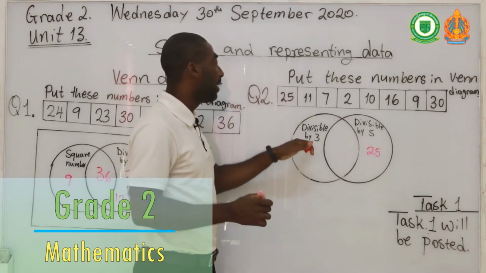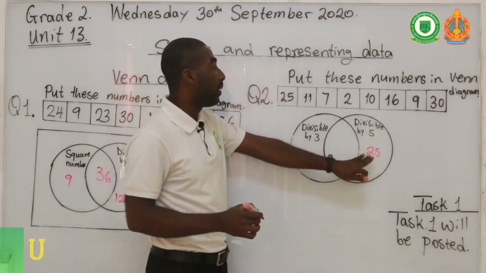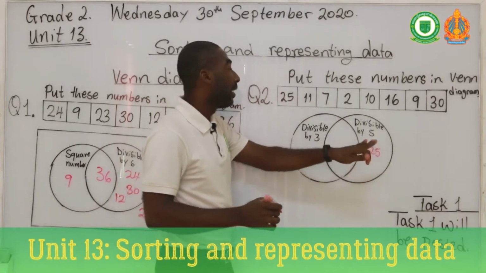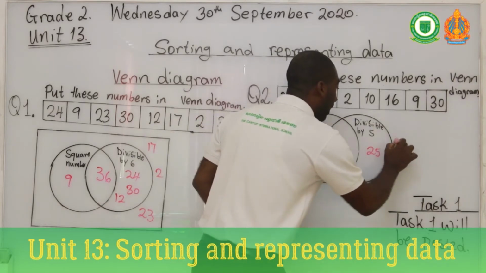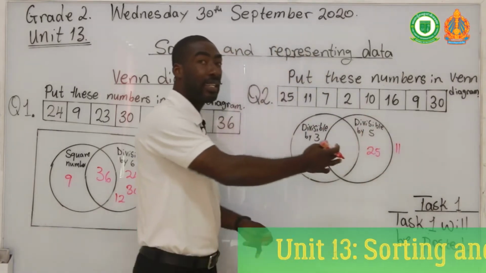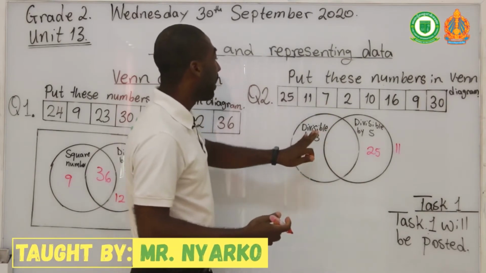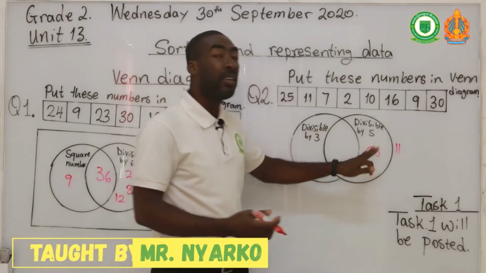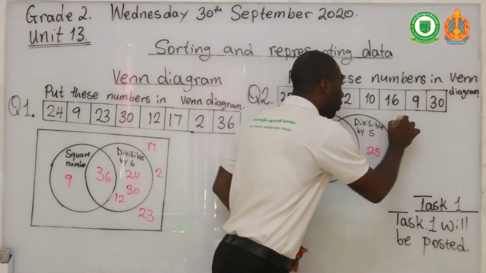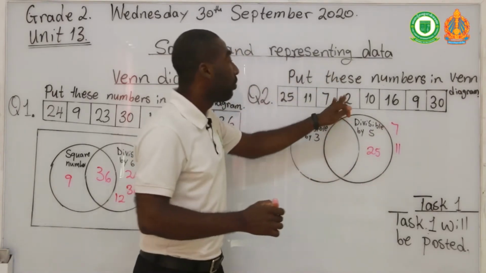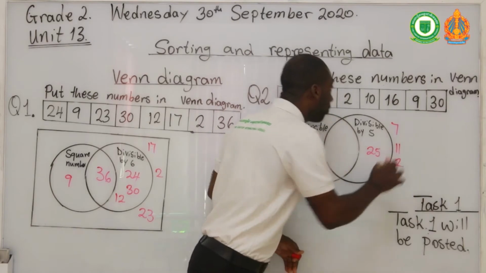11 cannot be divided by 3, neither can it be divided by 5, so we have to put 11 outside the circles. Okay, 7 you cannot divide by 3, cannot divide by 5 as well. Okay, so we put our 7 outside. 2 is also the same, we put 2.